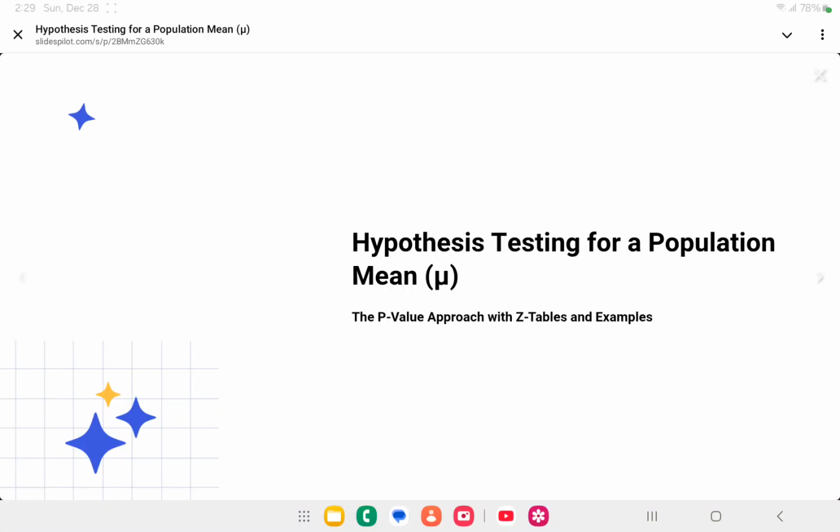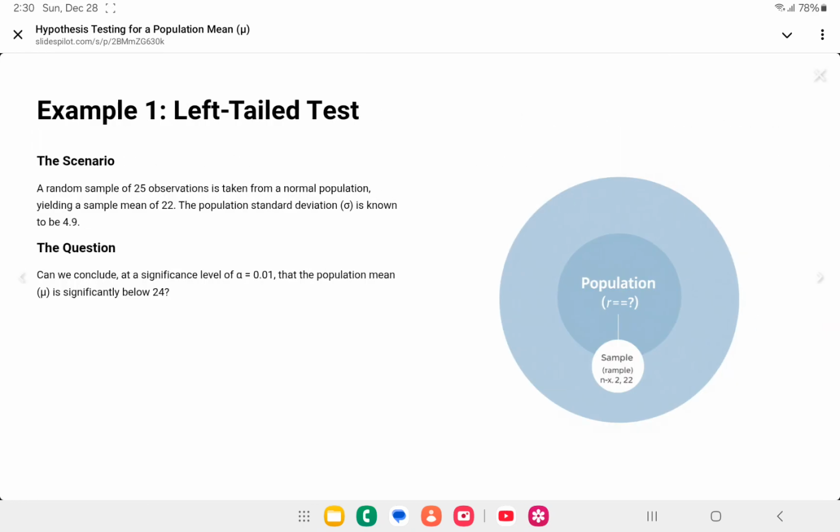In this video, I will be conducting a hypothesis test for a population mean using the p-value approach, assuming the population standard deviation is known. A random sample of 25 observations from a normal population has a mean of 22. Assuming the population standard deviation is known to be 4.9, can we conclude at alpha equals 0.01 that the population mean is significantly below 24?